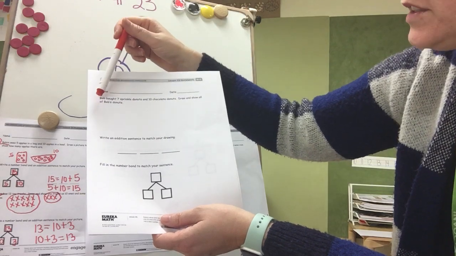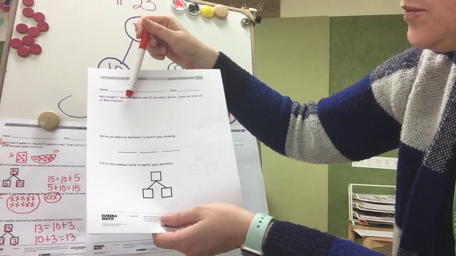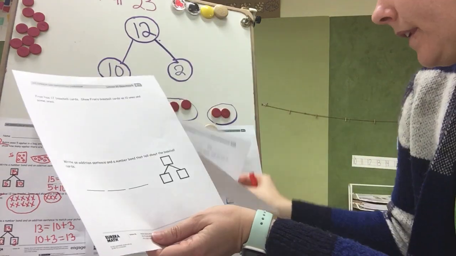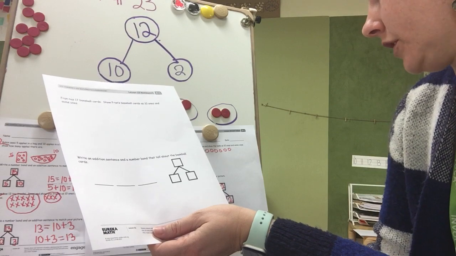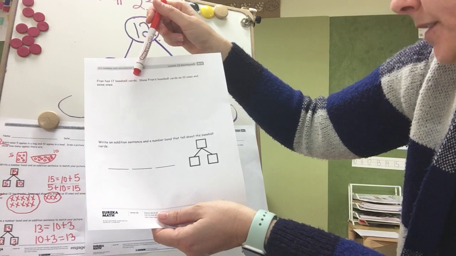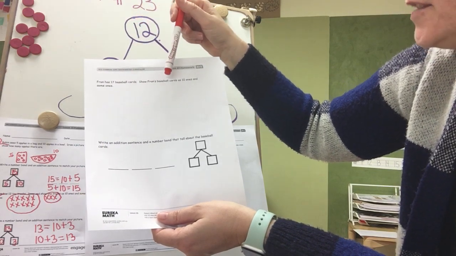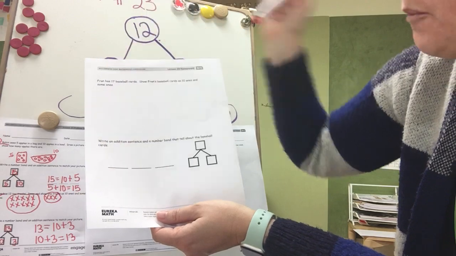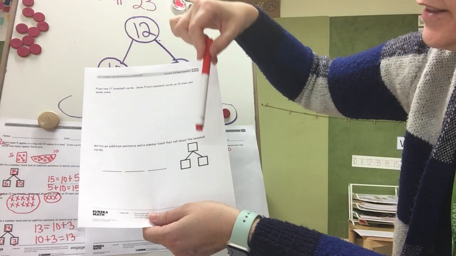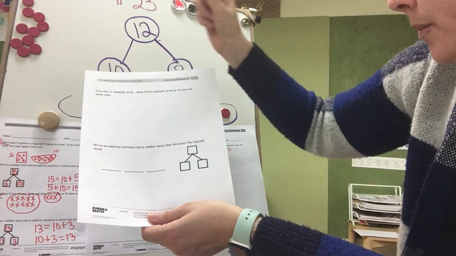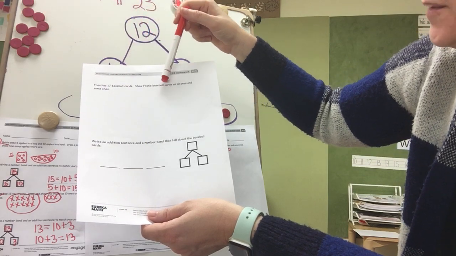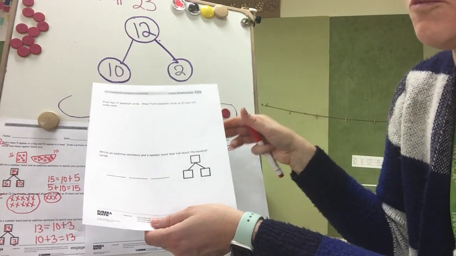I'll read the story one more time. Bob bought 7 sprinkled donuts and 10 chocolate donuts. Okay? And then the last page, if you're going to do this one also, says Fran has 17 baseball cards. Show Fran's baseball cards as 10 ones and some ones. And then like we did on all of our stories, write your math sentence and your number bond. And just one more time, it says Fran has 17 baseball cards.